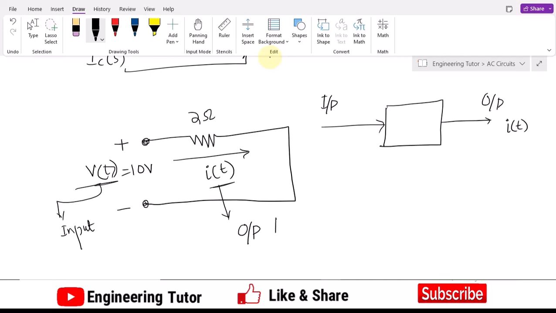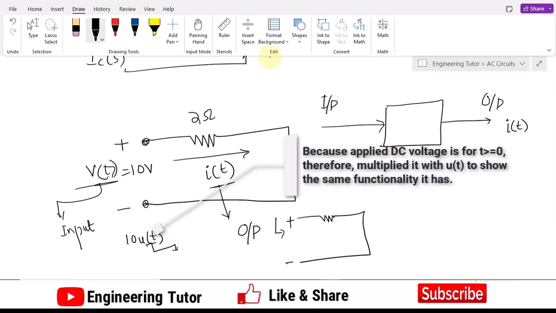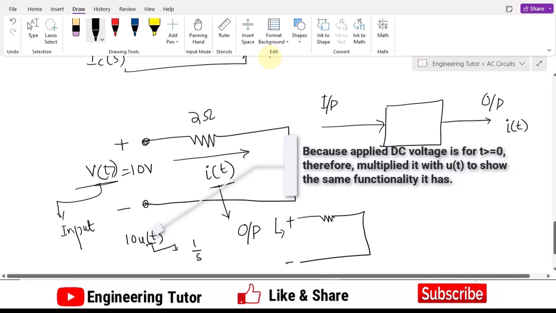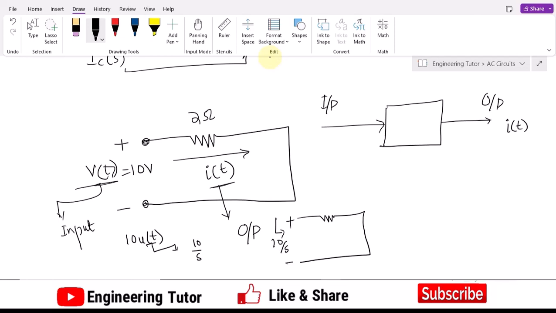In converting my circuit to the S domain, this will be the resistor, and here we have the input. The input is 10 volts, which is 10 u of t. This u of t is 1 over S in the S domain, so that would be 10 divided by S. The current here will be I of S, and the resistance will remain the same, because I have previously seen that this is a linear element and it does not change.